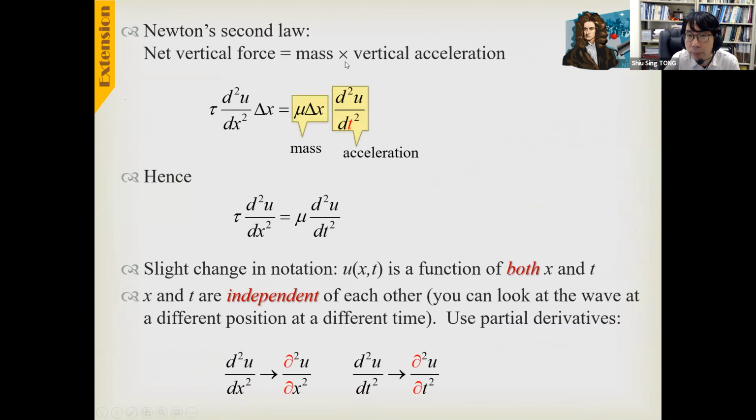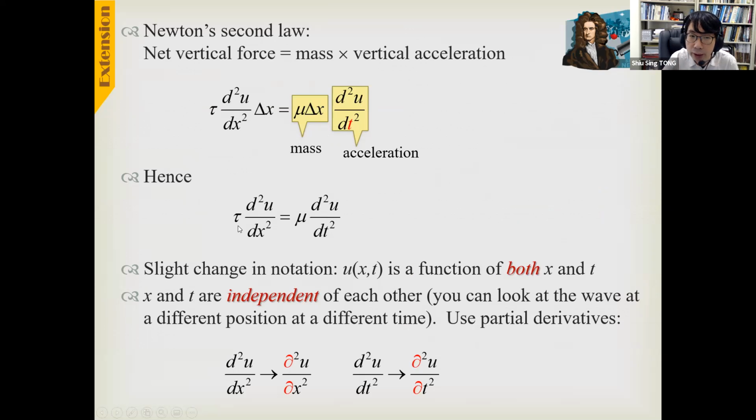Now, Newton's second law is the net force equal to the mass times the vertical acceleration, right? So I get the vertical force. The vertical force is this. The mass is mu delta x, and the acceleration is of course the second derivative of u with respect to t. Okay, this is the acceleration. So now I just write down Newton's second law: the net force being equal to the mass of that segment multiplied by the acceleration. And if I cancel the delta x on both sides, then I obtain the so-called wave equation.